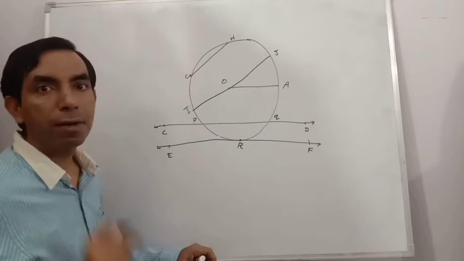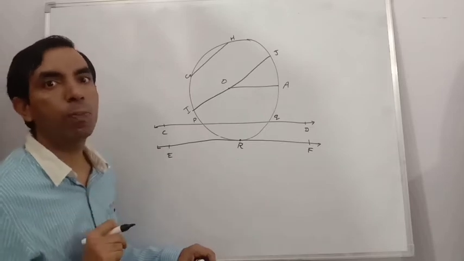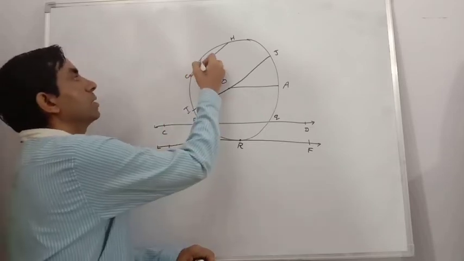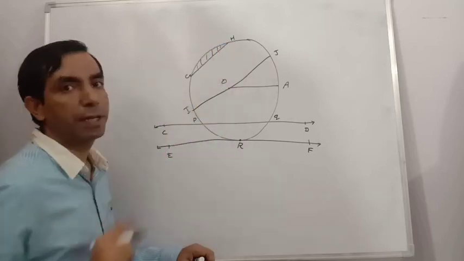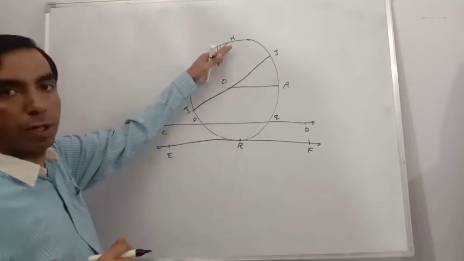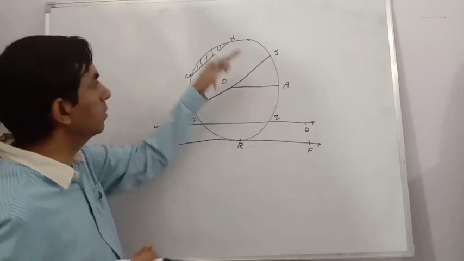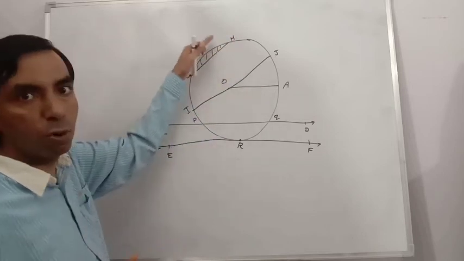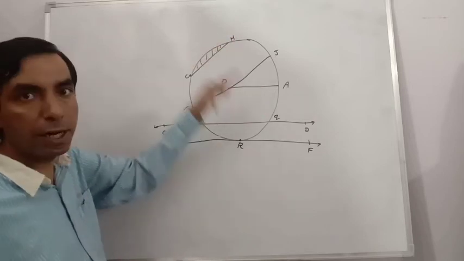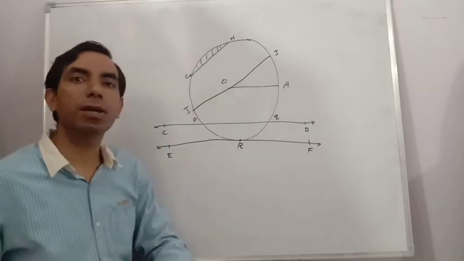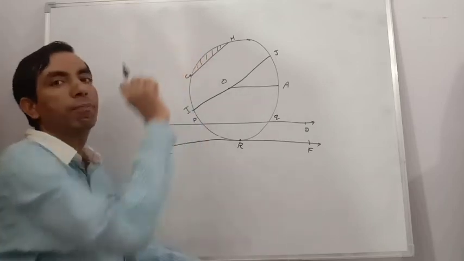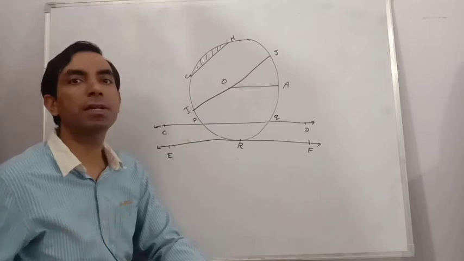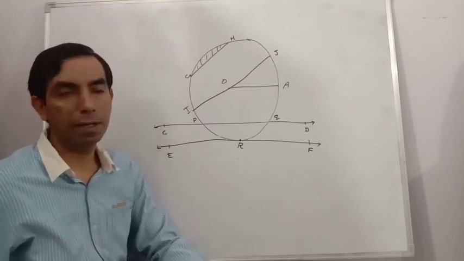And when a chord divides the circle in 2 parts, each part is called a segment of circle. So chord GH divides the whole circle in 2 parts, downside and upside. That is called segment of circle. The small part is called minor segment of circle, and the major part is called major segment of circle.